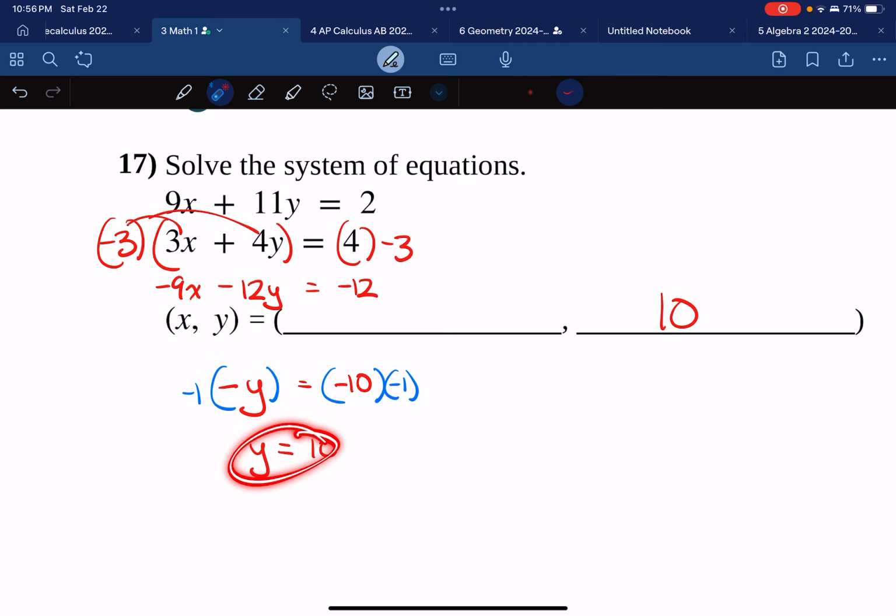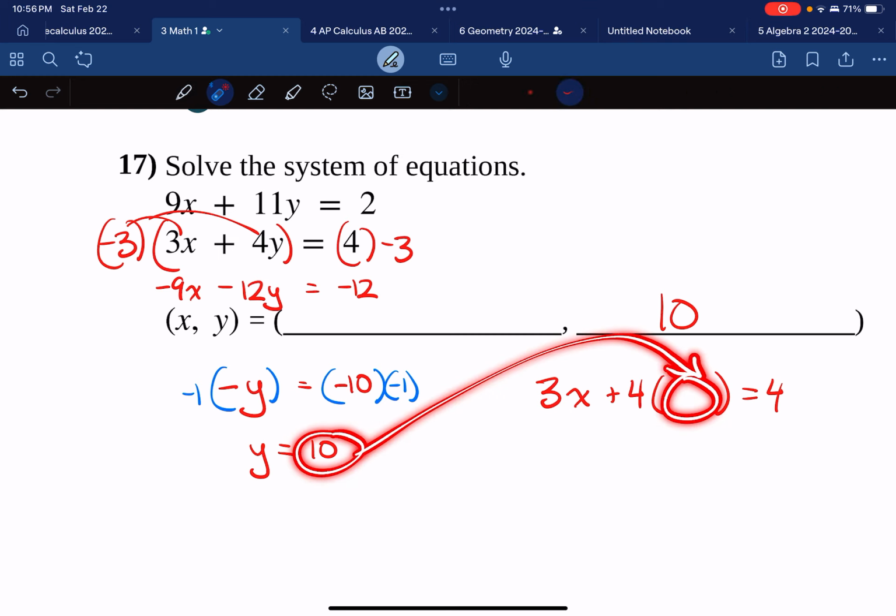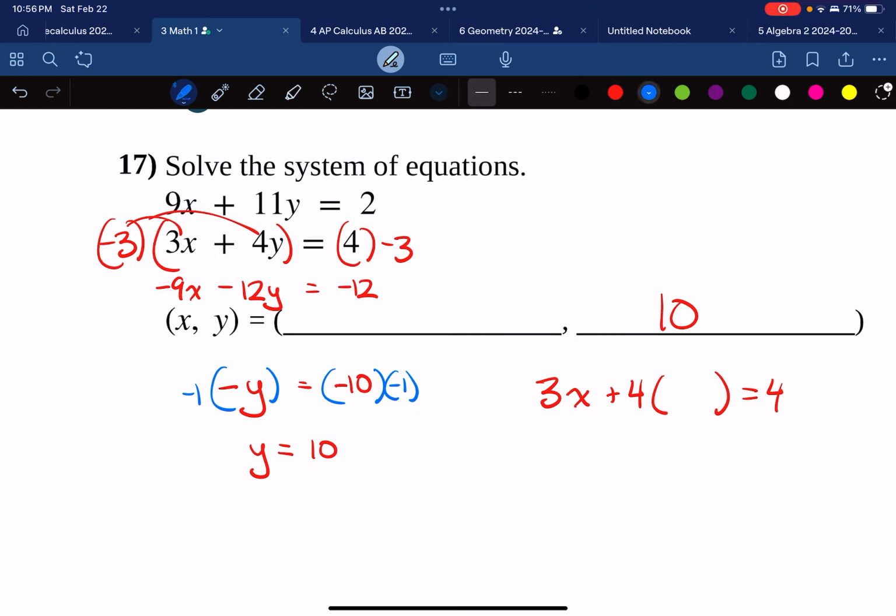Okay, now that we have y, we can plug it into either equation. Which is easiest? I mean, that's the smallest one. So let's just plug it into that one. I'm going to say 3x plus 4y is equal to 4. And in the spot of my y goes my 10. You get plugged in right here. I'm going to plug in 10 here.